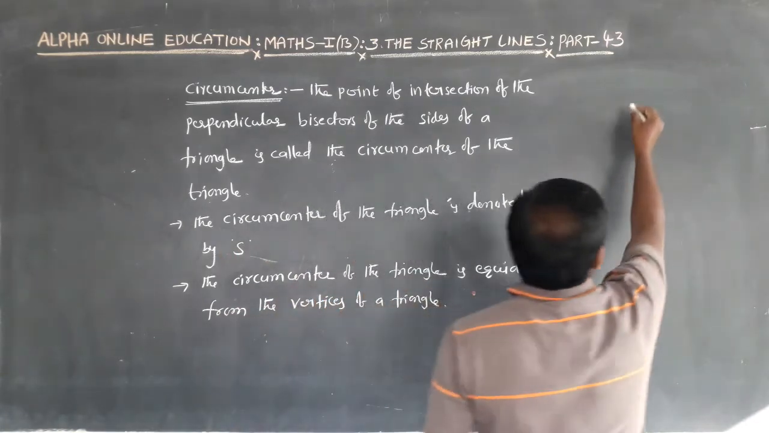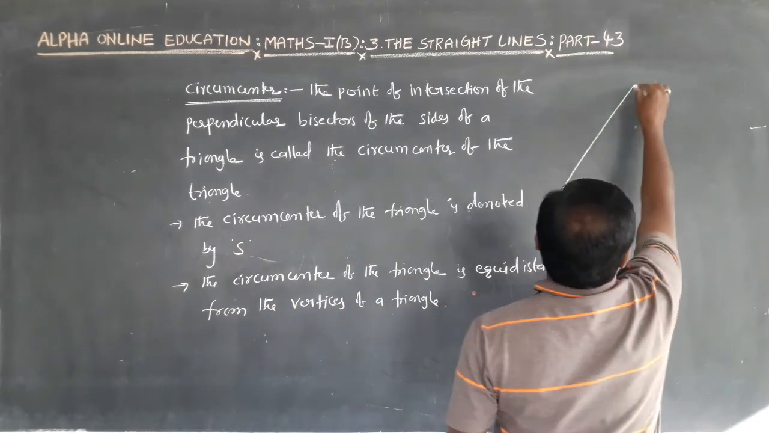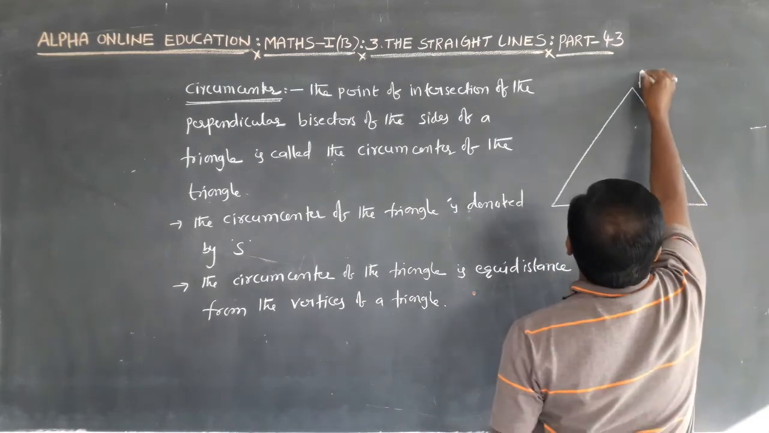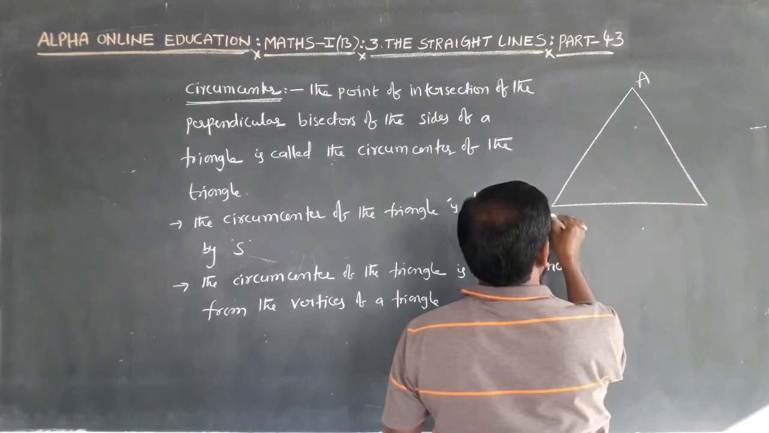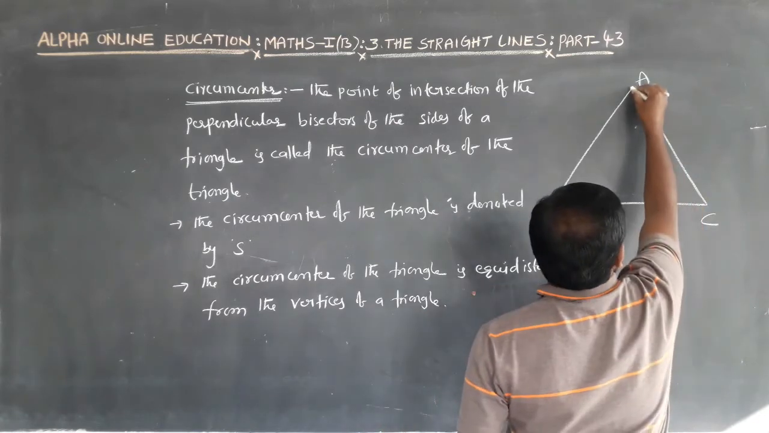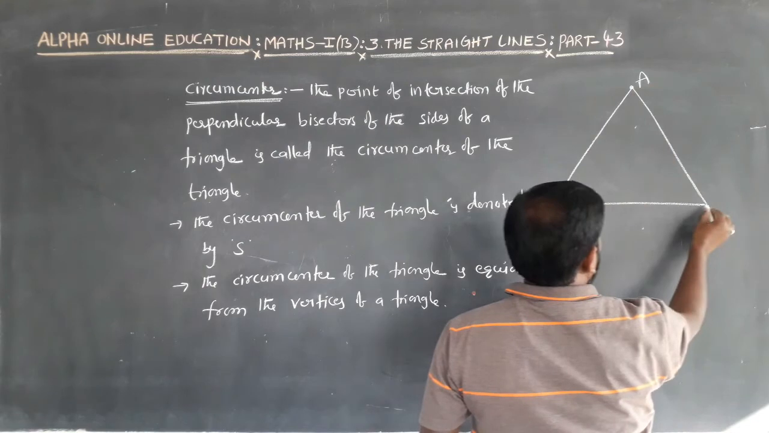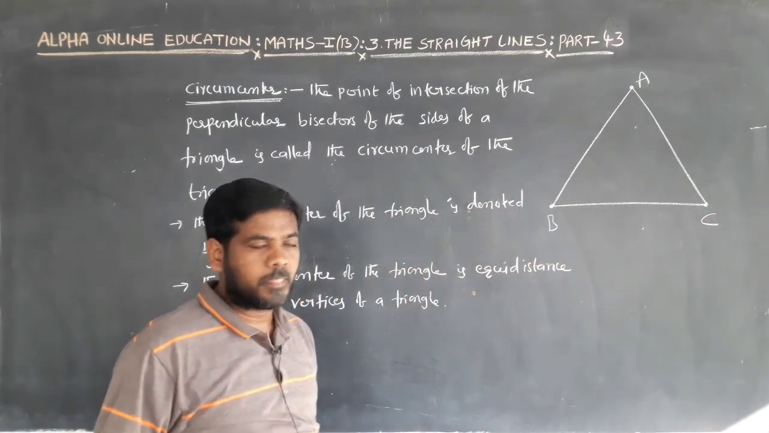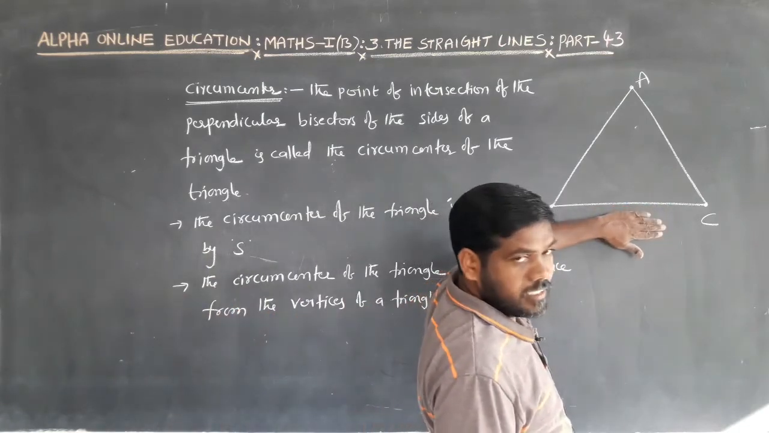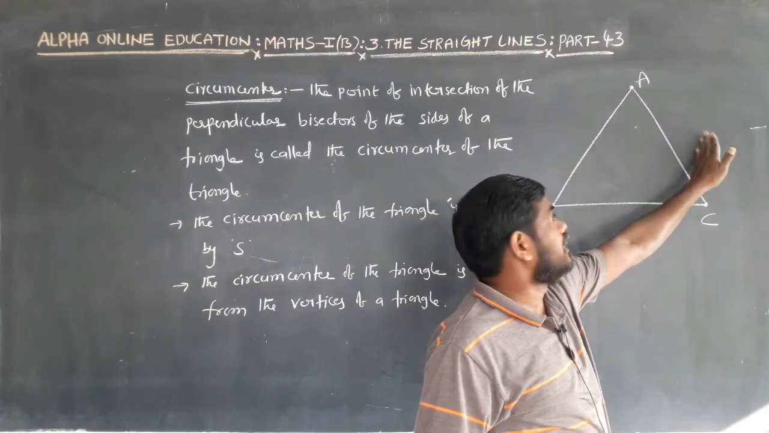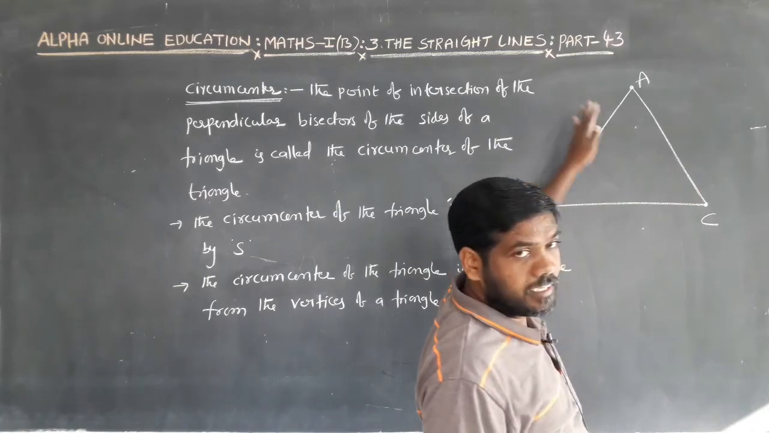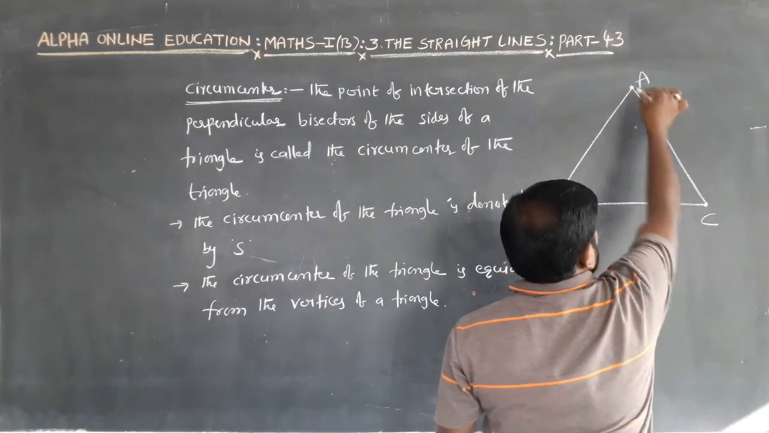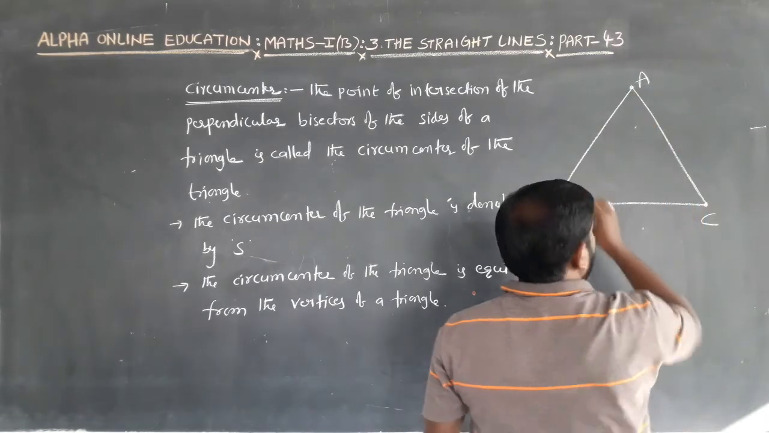This is a triangle ABC. Here A, B, C are the vertices of the triangle. This is the side BC, this is the side AC, and this is the side AB.